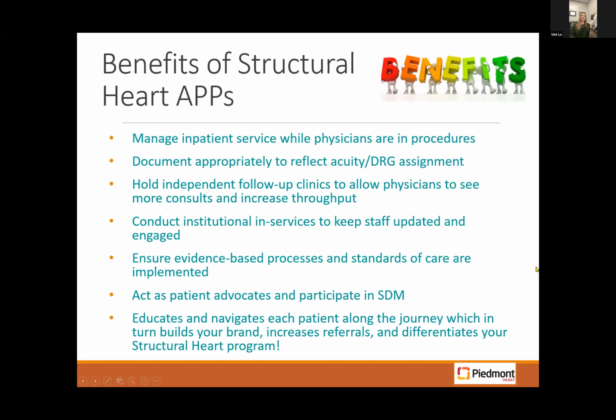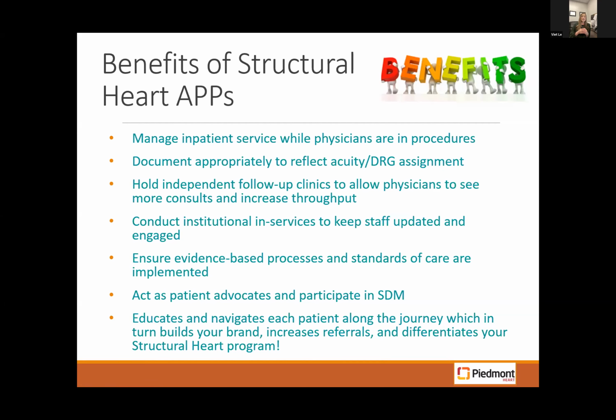So, kind of an overall summary slide, the benefits of structural heart APPs, again, with my bias in mind. APPs can manage the inpatient service while physicians are in procedures. That's, of course, working everyone to the highest level, highest scope of their license. Document appropriately to reflect acuity, and that translates to the DRG assignment and distribution for your program. Hold independent follow-up clinics to allow physicians to see more consults and increase throughput. That's how you are able to safely grow your program with a high attention to clinical care and outcomes.